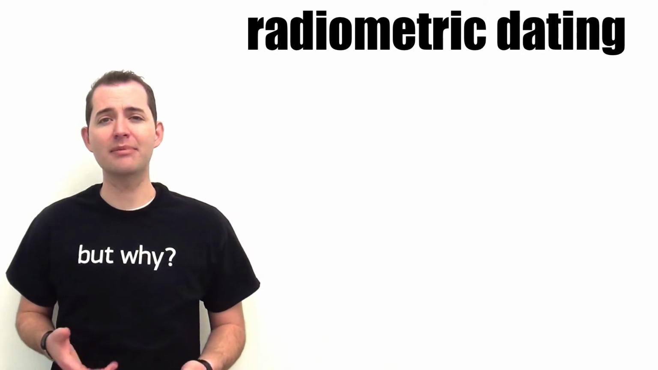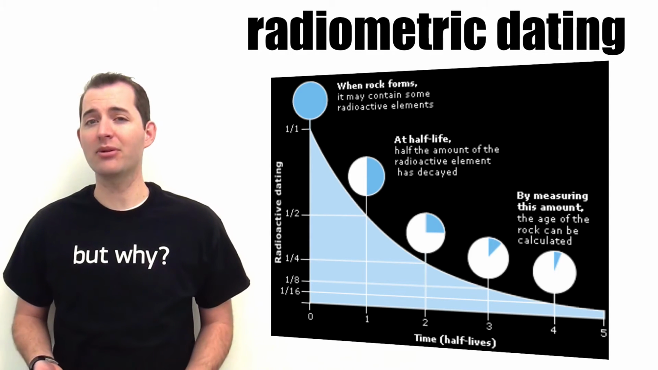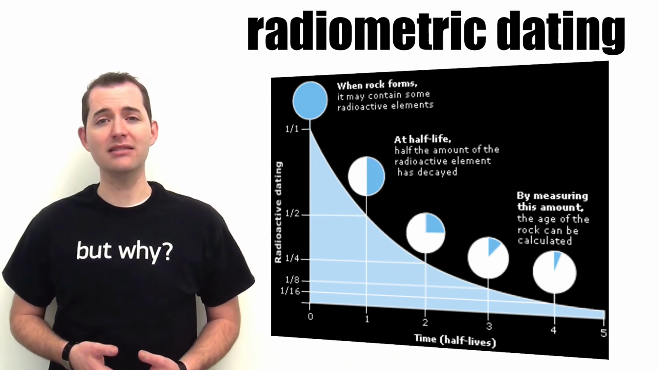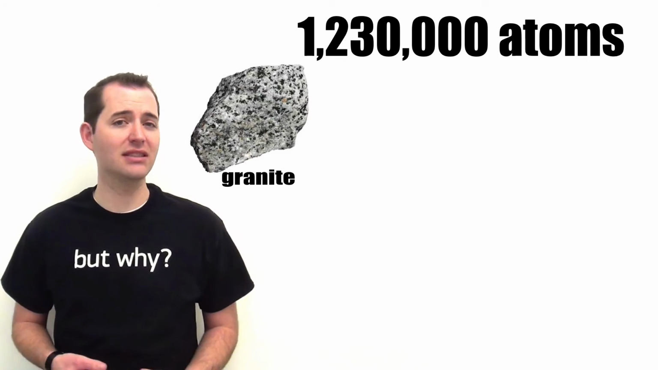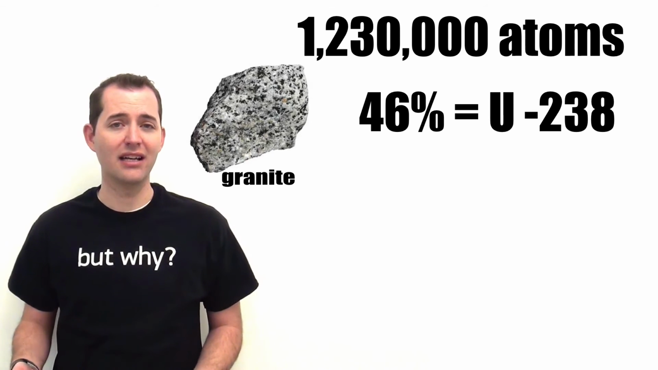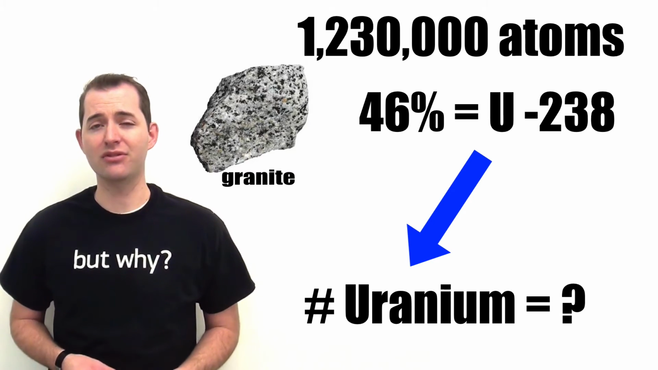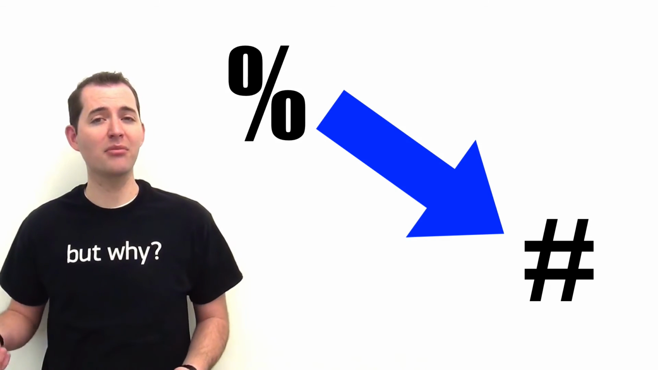Let's look at one example that has a specific scientific application. When we are doing radiometric dating or absolute rock dating, we often use percentages of numbers of atoms in a rock sample to determine how old that rock is by how many half-lives it's gone through. Let's say, for an example, that a rock sample has 1,230,000 atoms in it, and 46% of those atoms are uranium-238. And we need to know how many uranium-238 atoms are in that sample. Let's go through our 3 steps of figuring out how a percentage relates to a number of atoms.